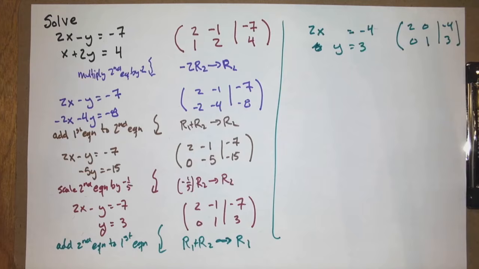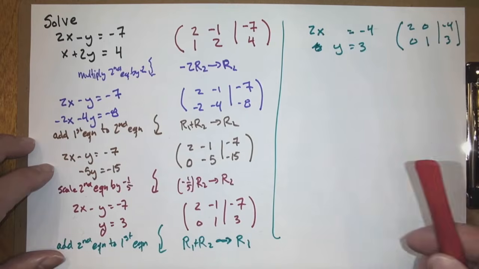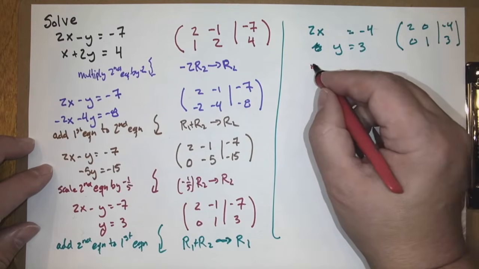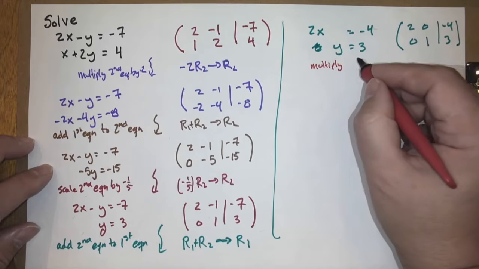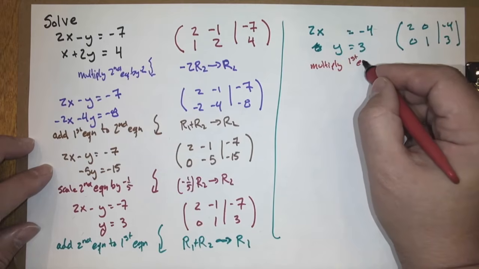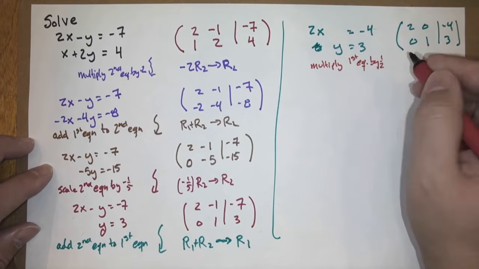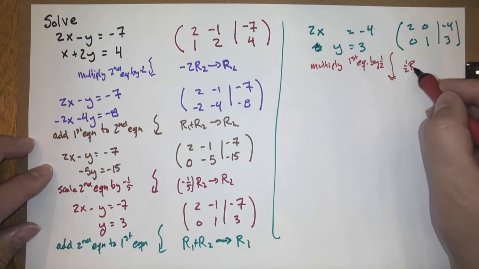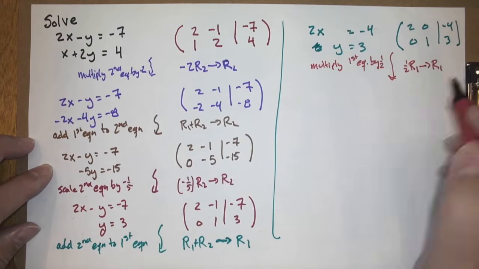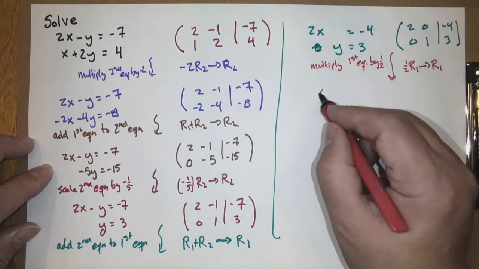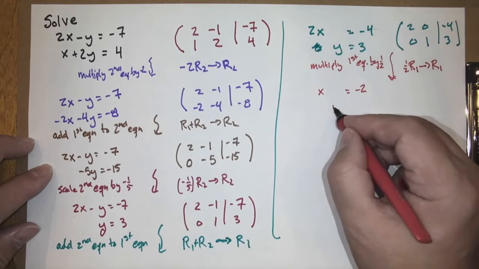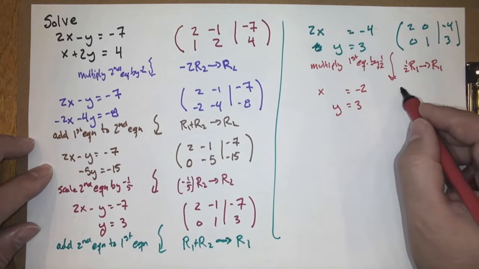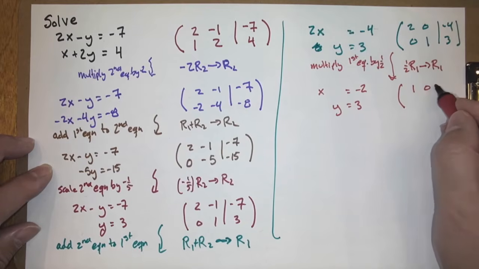We're so close. Yeah, scale, because this is a 2. We want a 1. So we can multiply the first equation by 1/2. Okay, so in terms of our notation, that says 1/2 times the first row becomes the first row. So this gives us x equals -2, y equals 3, and over here, 1, 0, -2, 0, 1, 3.